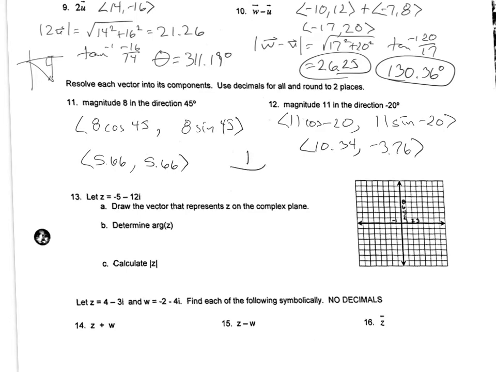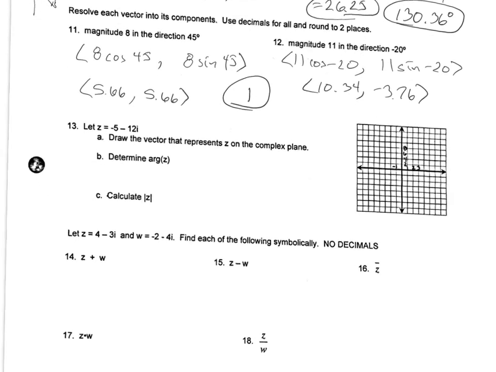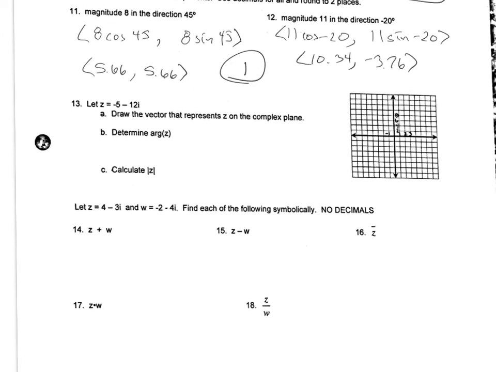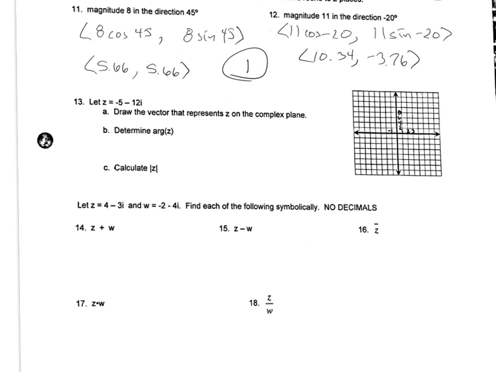There's one question like this one, and there are 2 questions like 9 and 10. Sorry, I forgot that part. Now 13, this whole thing, it kind of all goes together. All of these parts are on the quiz. So you'll have to draw it, you'll have to determine the argument, and you'll have to calculate the absolute value.